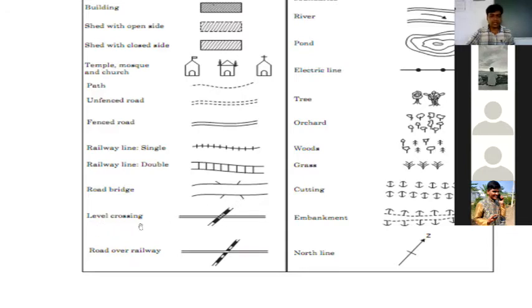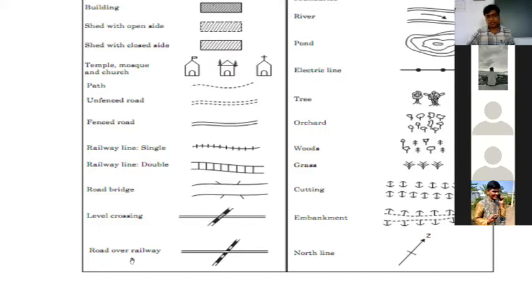Next, coming to level crossing. Say this is a road and this is the crossing. You might have seen this type of crossing, especially in X junction, Y junction. So there we're going to have this kind of symbol, level crossing.